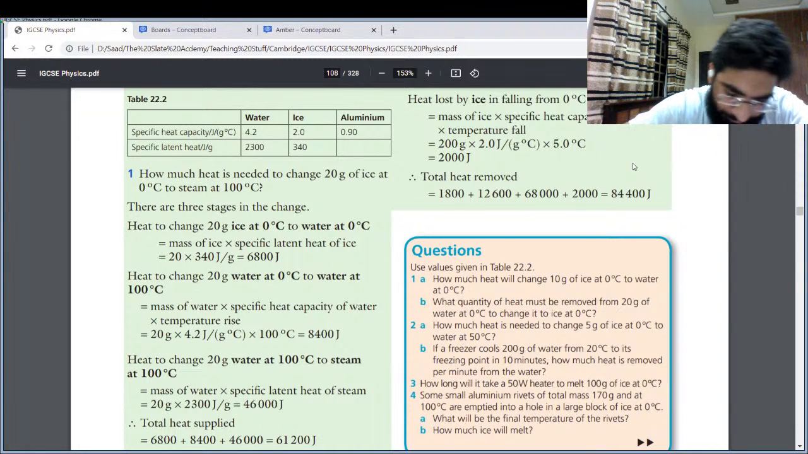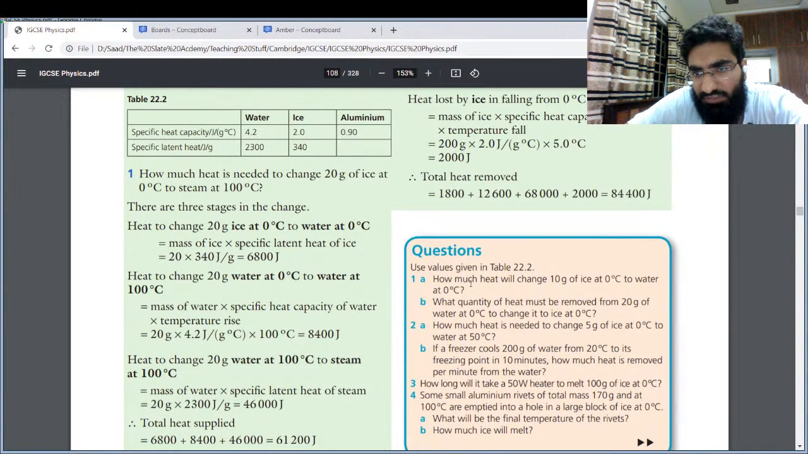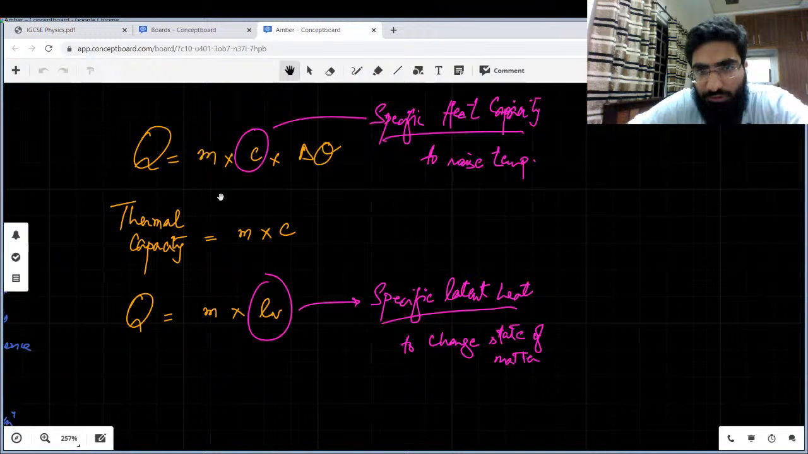So see, there is ice, and we have got 10 grams of ice. This 10 grams of ice, we want to convert it from ice to water. So first of all, which formula should I apply out of these two? Specific heat capacity or specific latent heat? Latent heat. So for heat energy, the formula is mass times latent heat of fusion. Latent heat of fusion over here would be L_F.